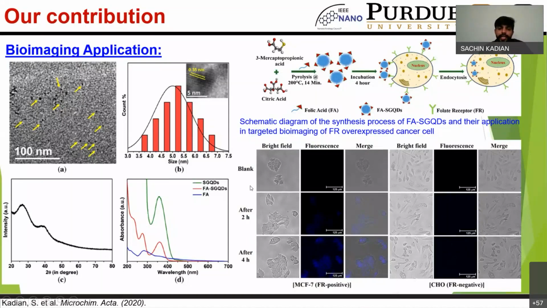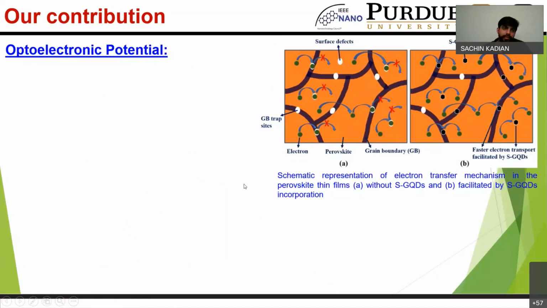Eight articles were selected by the Microchimica Acta editors in 2020. Then, moving to the next part, we were also curious to see the optoelectronic properties of our prepared SGQDs. We incorporated these SGQDs in perovskite films, and then we saw the electron transfer properties, how it is reacting on the surface.